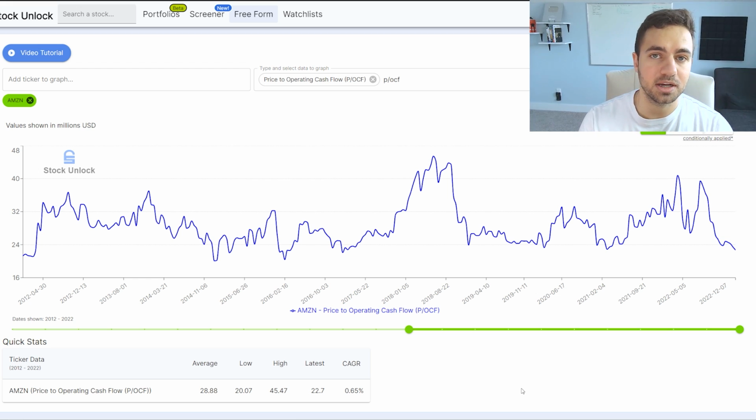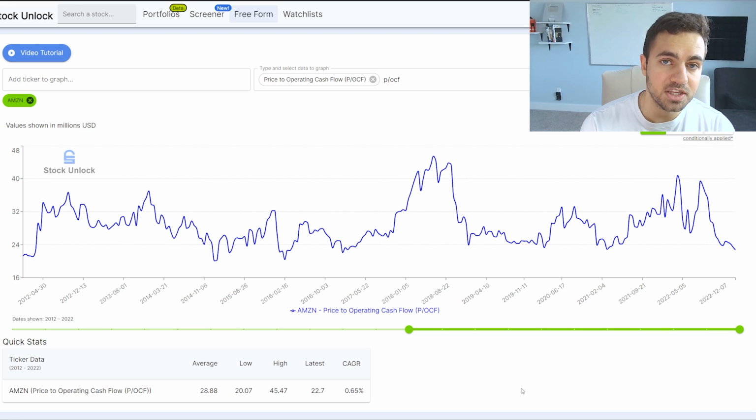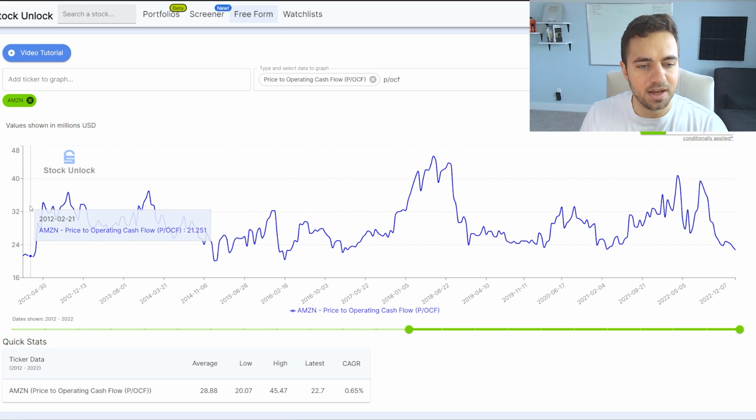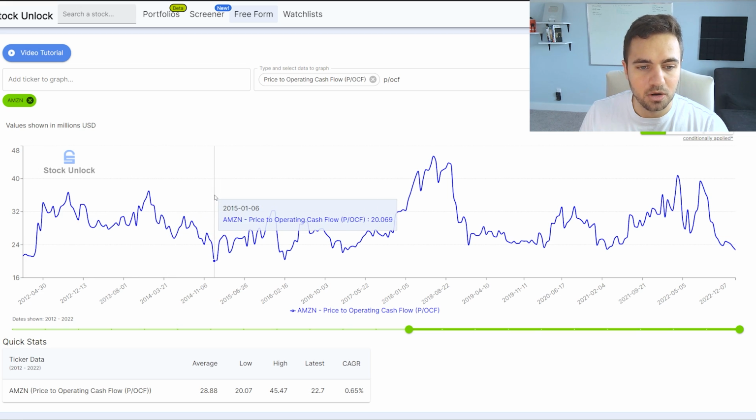And this is how the market has been valuing Amazon historically. It has not been using earnings. It has not been using price to earnings. It has not been using free cash flow or price to free cash flow. It has been using price to operating cash flow. Let me show you. So over the past decade, Amazon's price to operating cash flow, the lowest it has ever got, was here in about 2015 when it was selling for about 20.